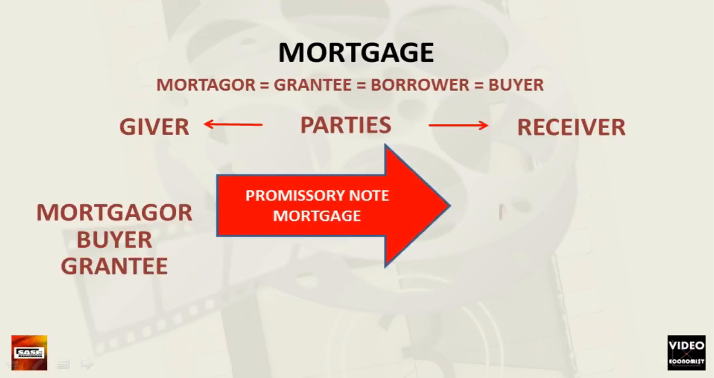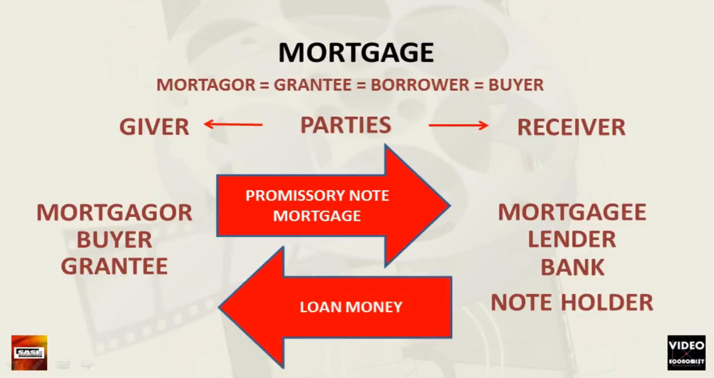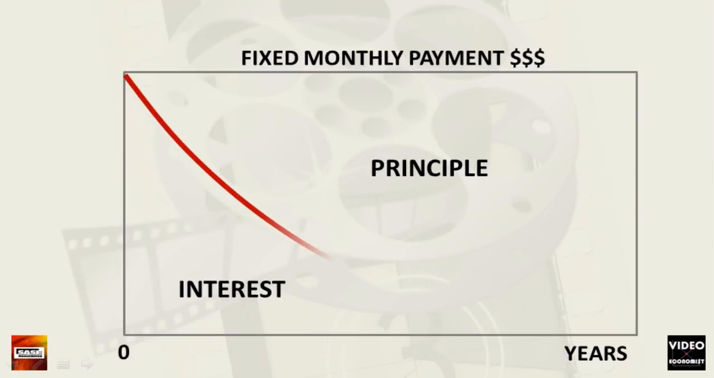They're going to give a promissory note and mortgage to the mortgagee and lender, which is often a bank, but that party is the note holder that then gives loan money to the note giver, who is the buyer. If we look at a monthly payment for a piece of property, it's usually a fixed monthly payment, and part of it is principal and part of it is interest. At the beginning of a mortgage, most of that monthly payment is interest, very little of it is principal, paying down the balance on the property.